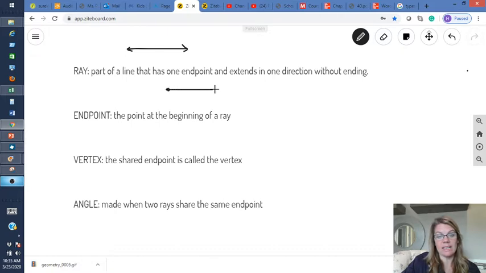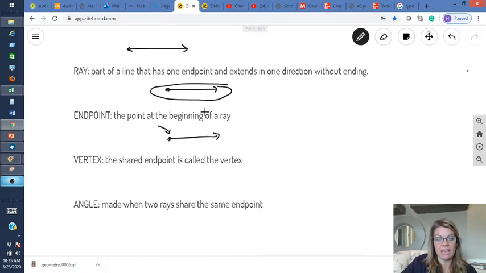It's going to go like this, and one line goes on and on and on and on. And one part of the end has an endpoint right here, which is actually, if you just go down one more, it says the point of the beginning of a ray is an endpoint. So draw it again. Here's a ray. My circle is kind of messed up. And then that right there is the endpoint, okay? This whole thing is a ray, but the endpoint is this dot at the beginning of the ray.